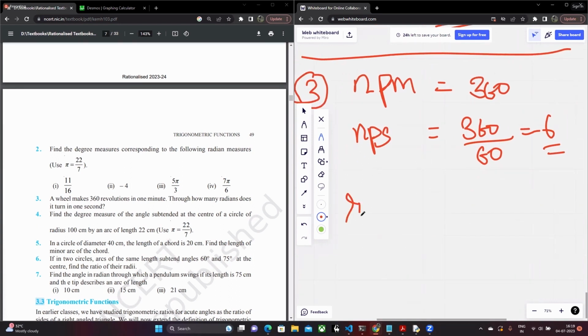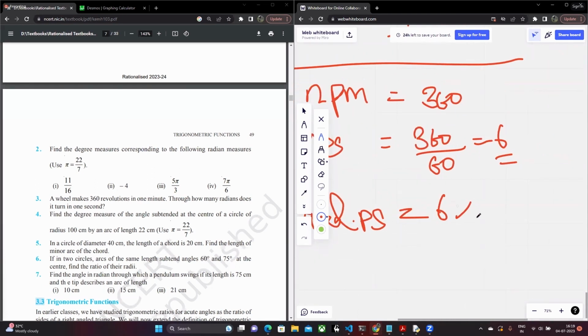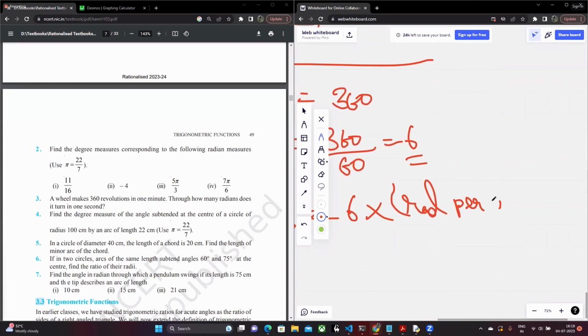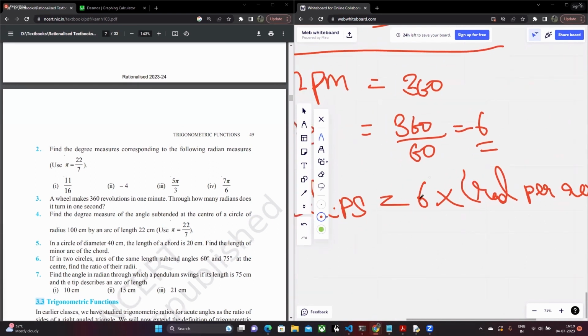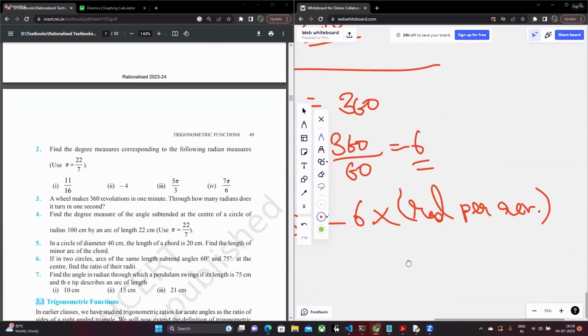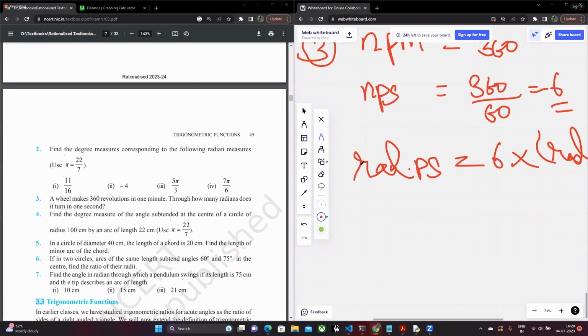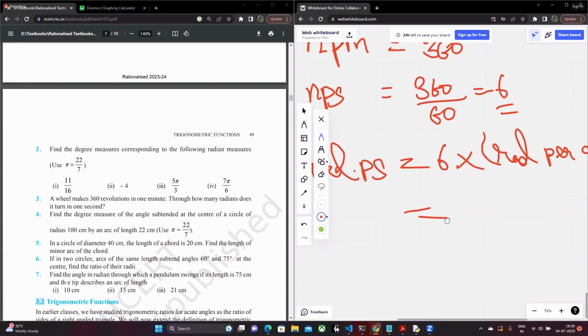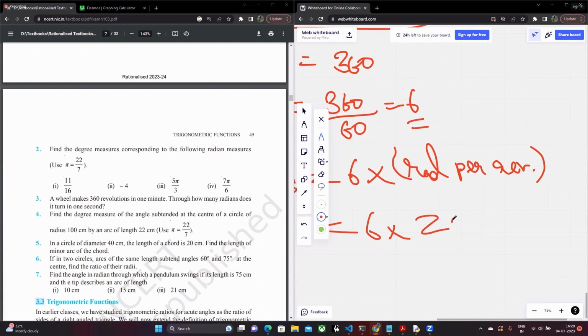Therefore, radians per second is going to be 6 into radians per revolution, because it turns 6 revolutions in a second. If you multiply 6 into the number of radians per revolution, then you get the number of radians it turns per second. So you have 6 into 2 pi, because 1 revolution is basically 1 complete circle, and 1 complete circle is 2 pi radians, because 2 pi radians is 360 degrees, and 360 degrees makes a circle.